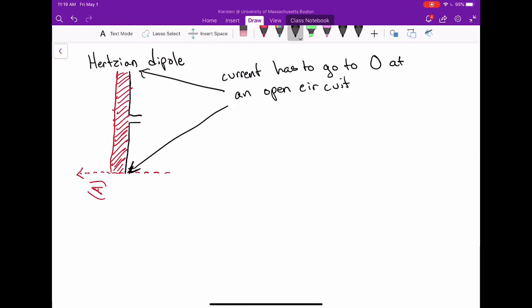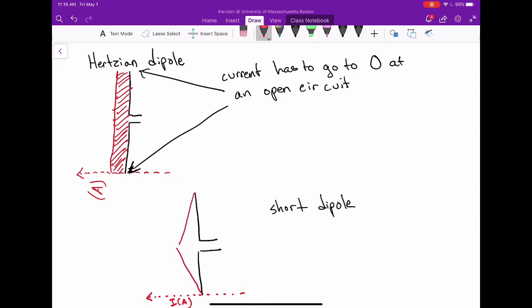All right. The closest realistic thing that we can get to a Hertzian dipole is a short dipole. Now, if I draw that same current plot for the short dipole, its current distribution looks more triangular. And here's why.